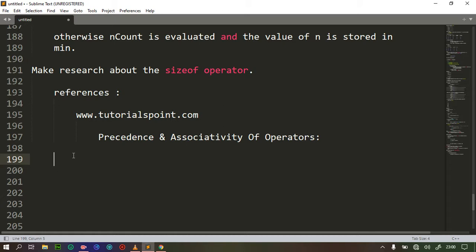Okay, then associativity means if I'm handling an operator in an expression, what is the order? Do I move from right to left, or do I move from left to right? For example, I've done the talking so well. Hope you picked it up. You can rewind and make yourself understand.